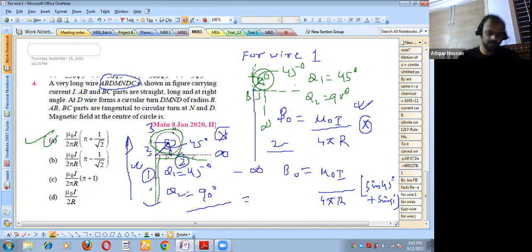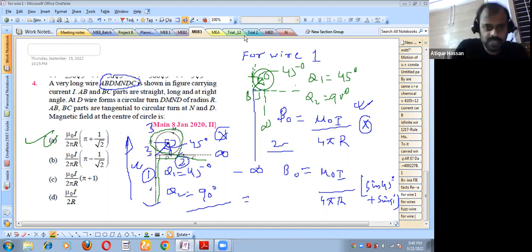Understood? So actually in the first case, for the first wire, the point is not exactly at the end. The point makes some angle with the end of the wire. That is why we have subtracted. We have to take one angle, one term of sine 45 degree also. Understood, everyone?